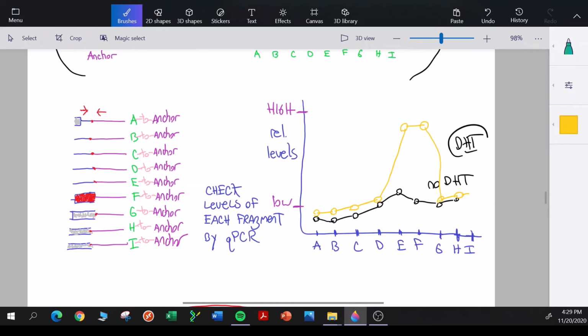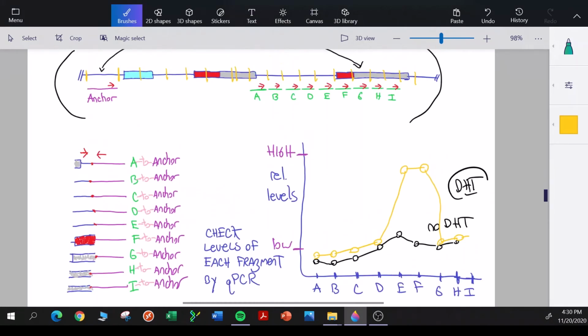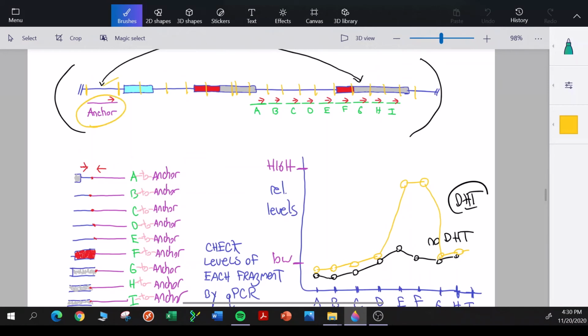Oh, okay, so what does that tell us? That tells us when cells were treated with DHT, DHT binds to the androgen receptor. The androgen receptor goes to the nucleus and binds to the KLK3 enhancer, and that brings the anchor fragment right here in close proximity to the promoter. And that's why we're seeing the anchor close to segments E and F. E and F right there.